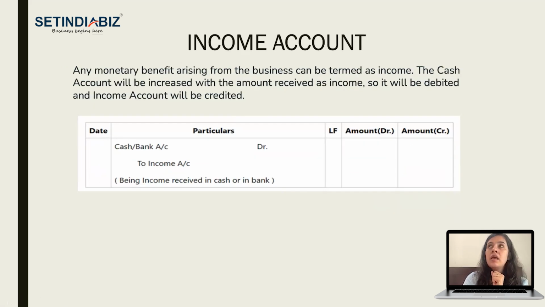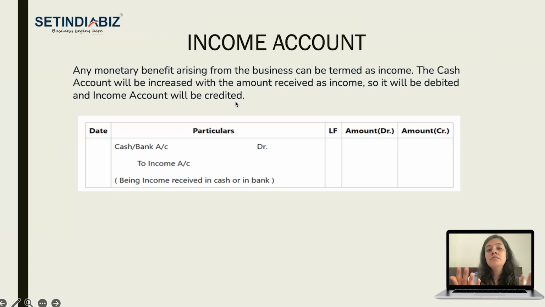Next is the income account. Any monetary benefit arising from the business can be termed as income. The cash account will be increased with the amount received as income, so it will be debited and the income account will be credited.